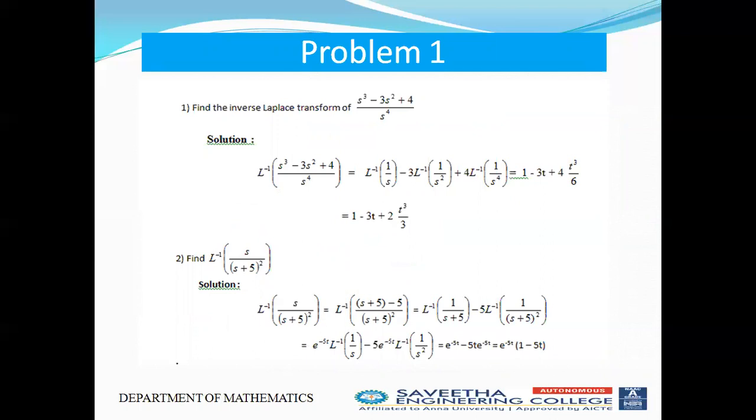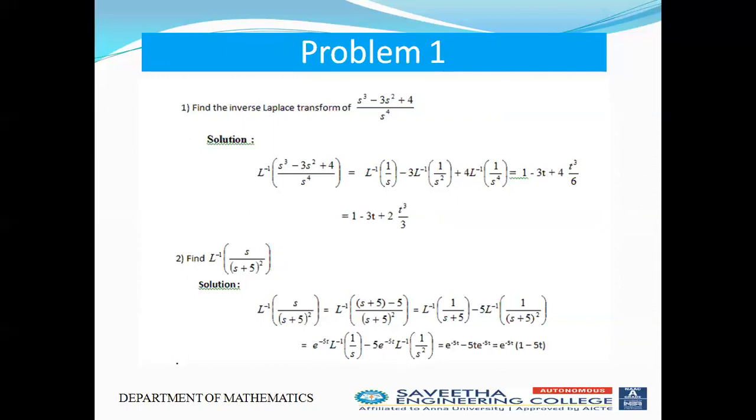So therefore, I will get the first term as L inverse of 1 by s. The second term will be minus 3 L inverse of 1 by s square. And the third term will be 4 into L inverse of 1 by s power 4. And then L inverse of 1 by s is equal to 1. L inverse of 1 by s square is t. And L inverse of 1 by s power 4 is t cube by 6. Therefore, the final answer is 1 minus 3t plus 2 into t cube divided by 3.